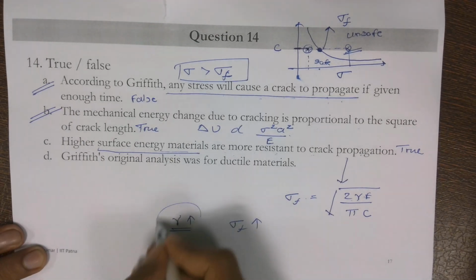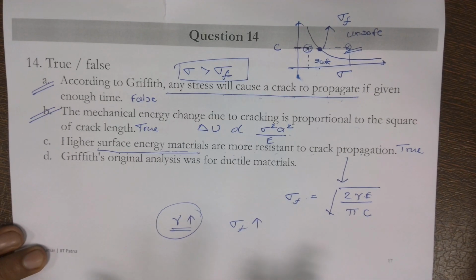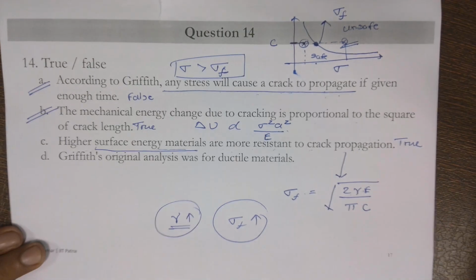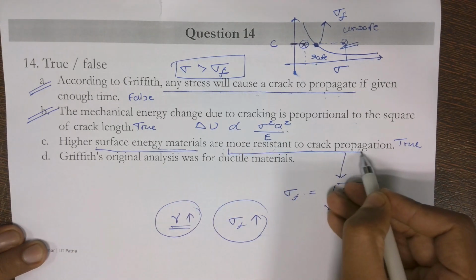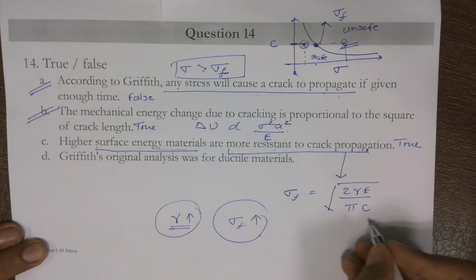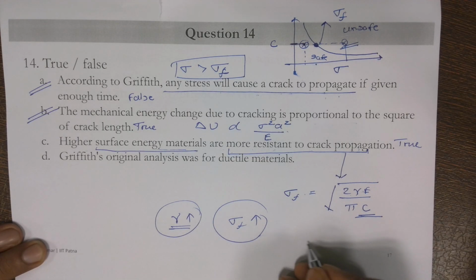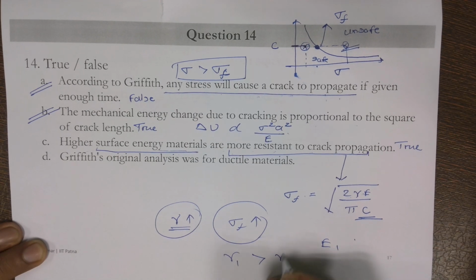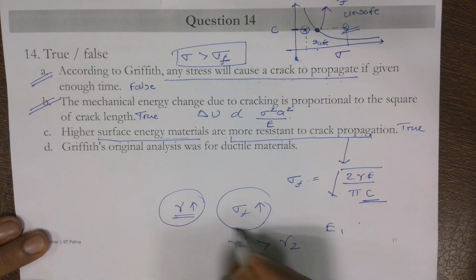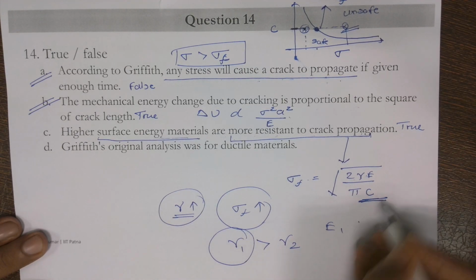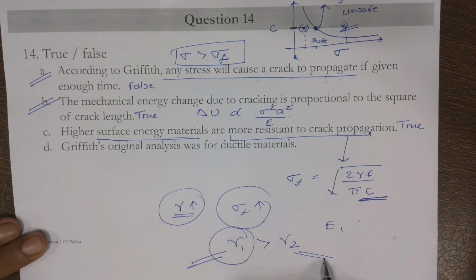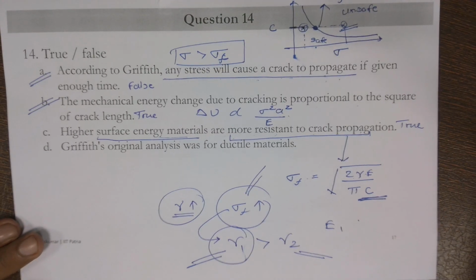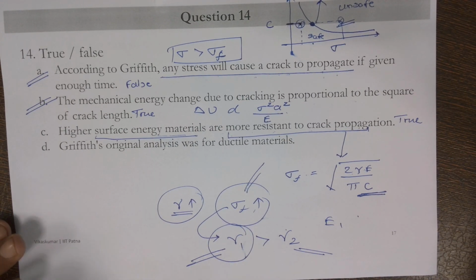So it means that if you increase the surface energy, the stress required for your material to cause the propagation of the crack will be higher. So it is more resistance for the crack propagation. So if you want to propagate the crack of the same length in the two materials, where the gamma in the one material is higher than the gamma in the second material, it is very difficult for you to propagate the same crack length in material 1 compared to material 2. You will need more stress to fracture in the first material compared to the second material. So that's why it is 2.